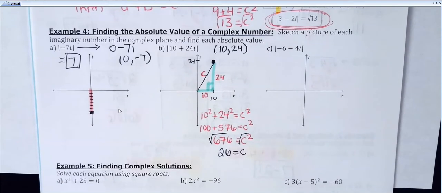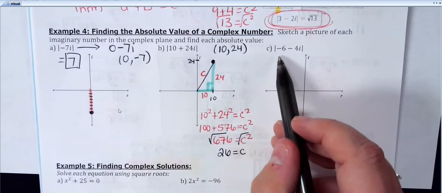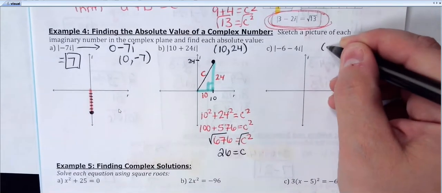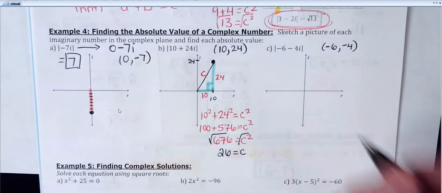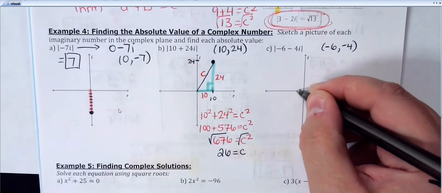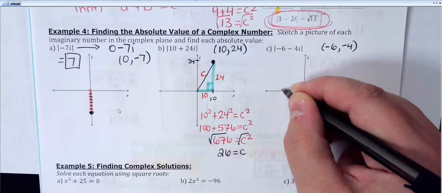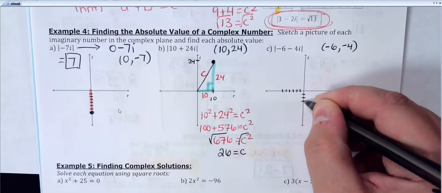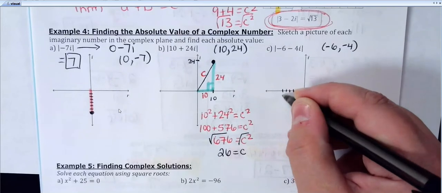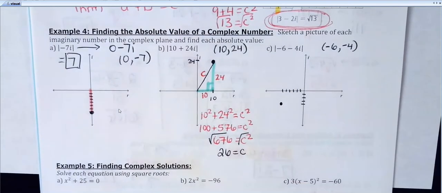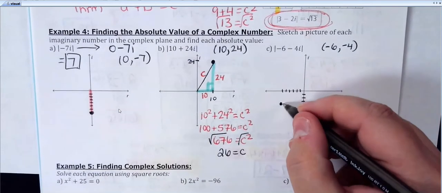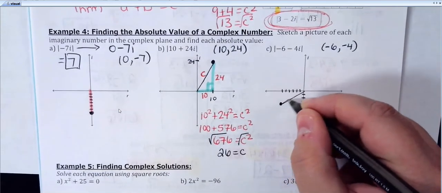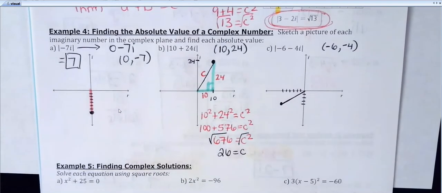All right, and I got one more. I'm just going to sketch this point. So this is -6 minus 4i. That would correspond to the point (-6, -4) if we're graphing this. Now, again, you can just eyeball, or I'm just going to go 1, 2, 3, 4, 5, 6, and then I'm going to go 1, 2, 3, 4. So I'm going to go 6 to the left and down 4. And that would be the point, somewhere in the coordinate plane. And then I'm going to connect that back to the origin. So the absolute value is just the distance from that point to the origin in the complex plane.